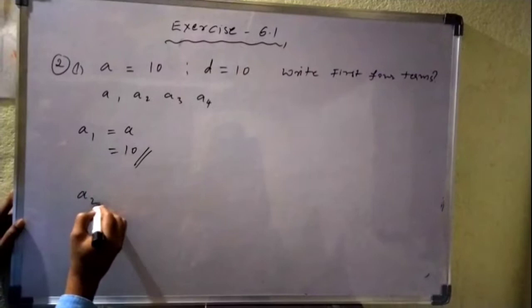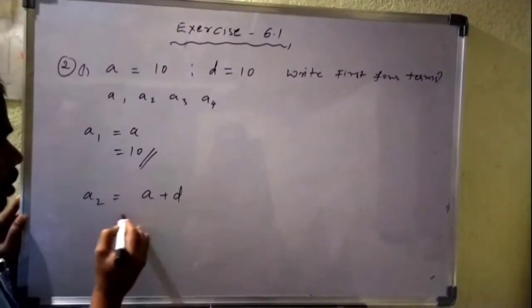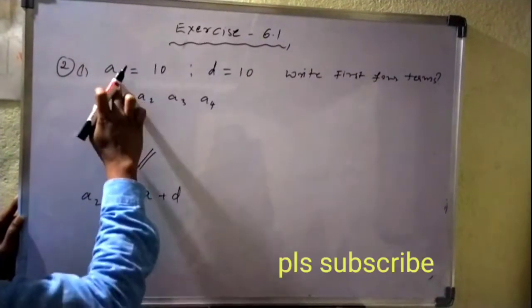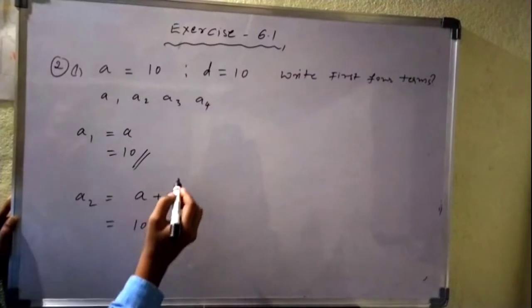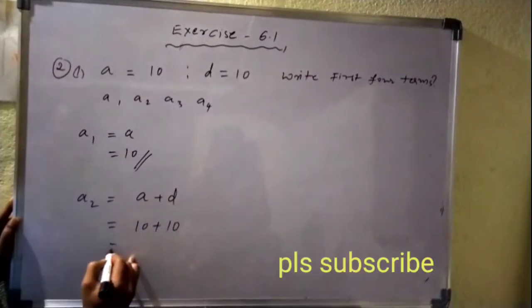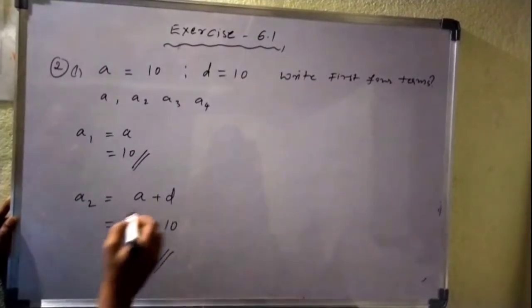A2 is equal to what? The formula is A plus D. A plus D is equal to what? A value 10 is there, D value 10 is there. So substitute the values: 10 plus 10 is equal to 20. This is A2, also finished.